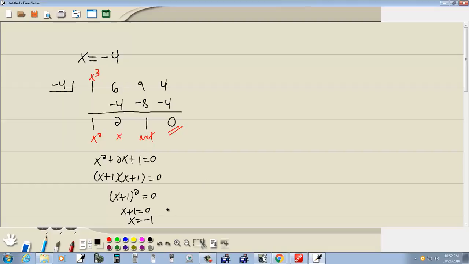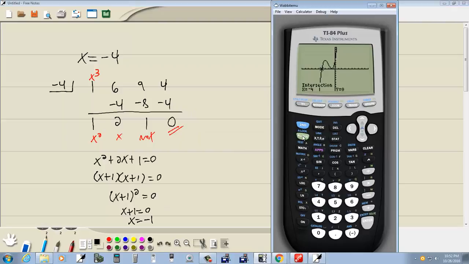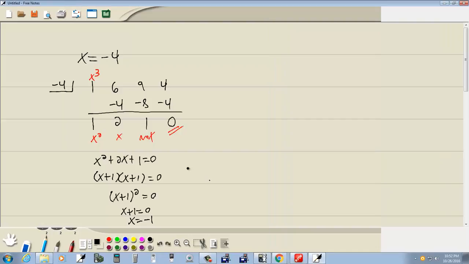Now those are your two zeros, -1 and -4. And as weird as it sounds, you can get that in your calculator. If you do second trace, choose 5 for intersect, enter, and I put in -1, it'll find it. So when it touches at a point, in order to get the answer on your calculator, you have to actually input the answer for the guess. Sounds kind of stupid, but that's the way the calculator works on that one. Now we came up with x equals -1, x equals -1, and x equals -4.